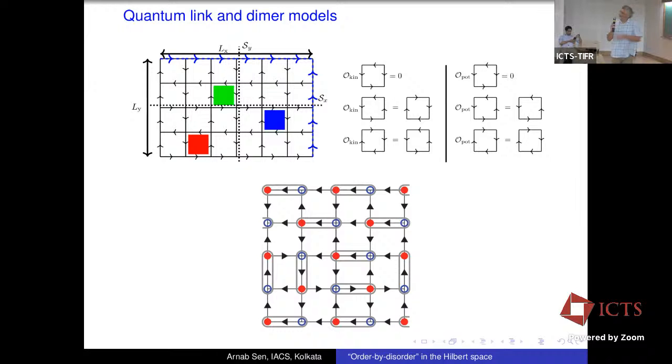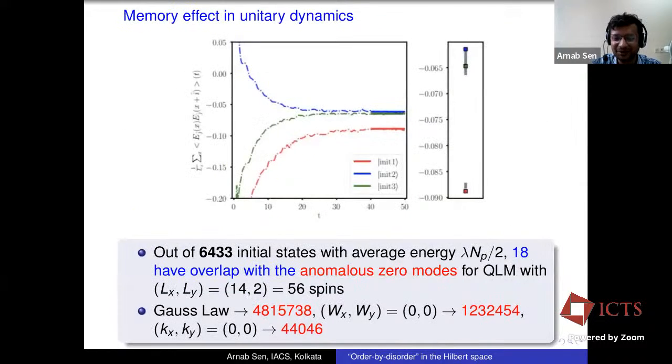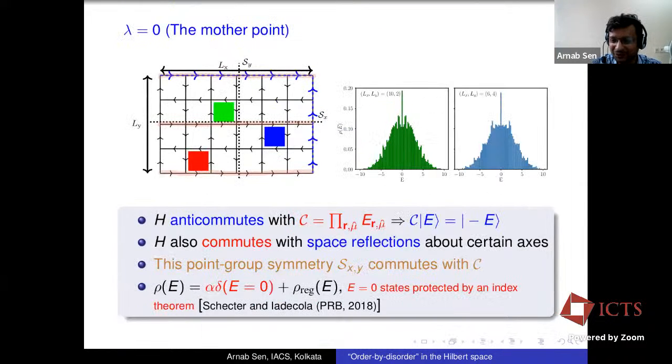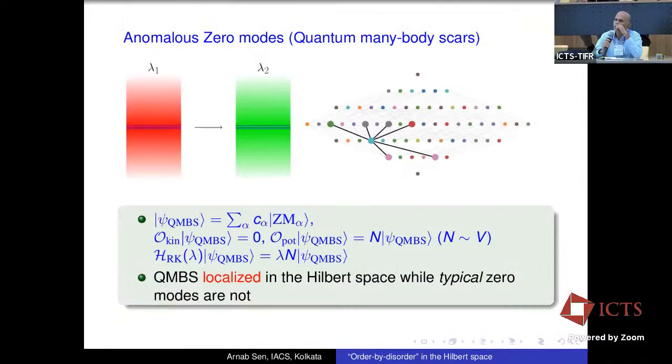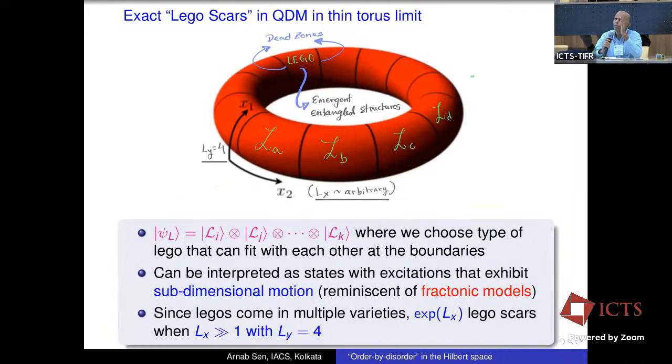Arnab, nice talk. You spoke about the quantum link model mostly. Well, I did also speak about the quantum dimer model, because the Lego scars are in the quantum dimer model. This thing we could only construct for the quantum dimer model, and you have a macroscopic number of zero modes. For the quantum link model, we can numerically establish this, but I still don't have an analytic construction of these anomalous zero modes.